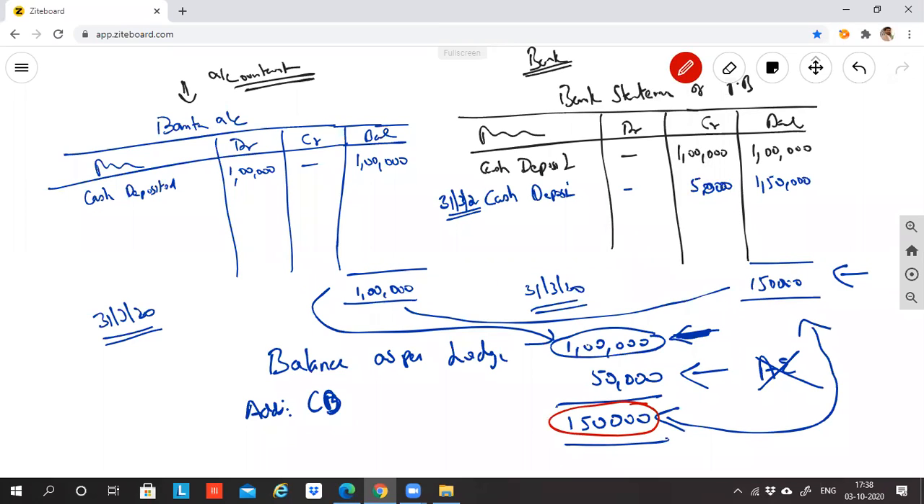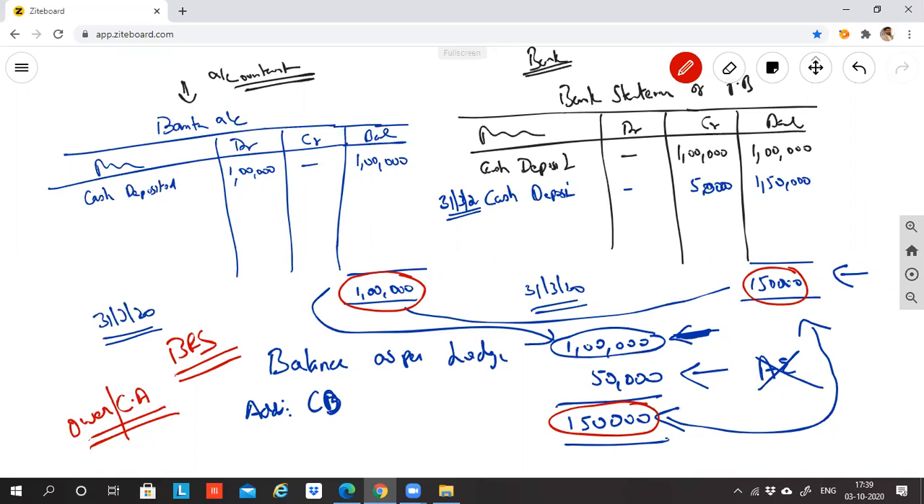This bank reconciliation statement, who's preparing it? This BRS is a statement prepared by the accountant, who gives it to the owner. This statement is required by the owner of the business, or maybe the chartered accountant who is going to file the income tax return of the business. The chartered accountant will come and question: Accountant, here you show 1 lakh rupees in your ledger, whereas in the bank statement I am seeing 1,50,000. What nonsense is this?